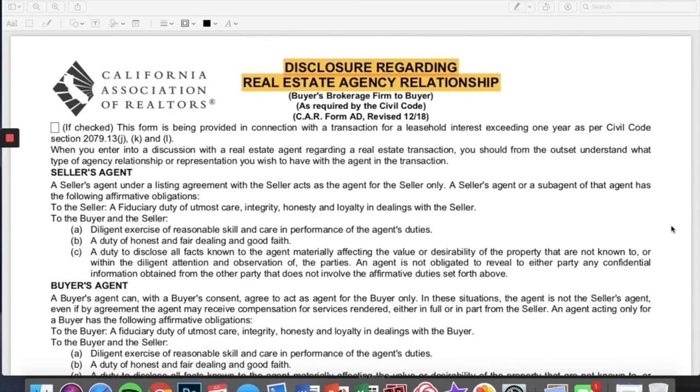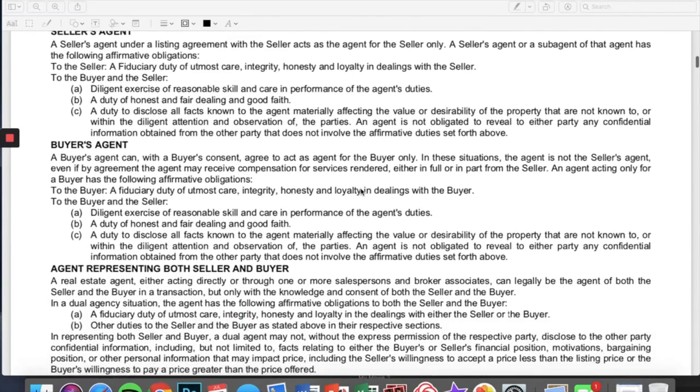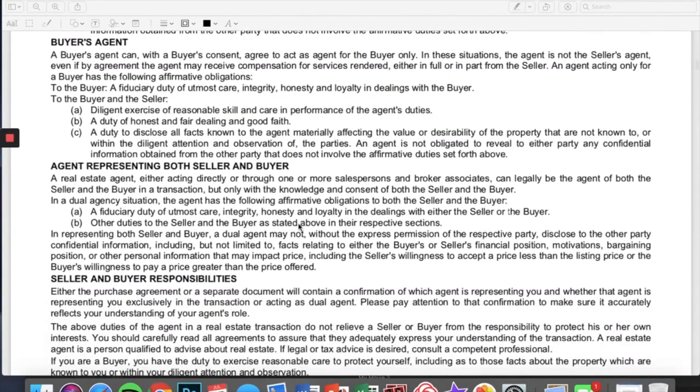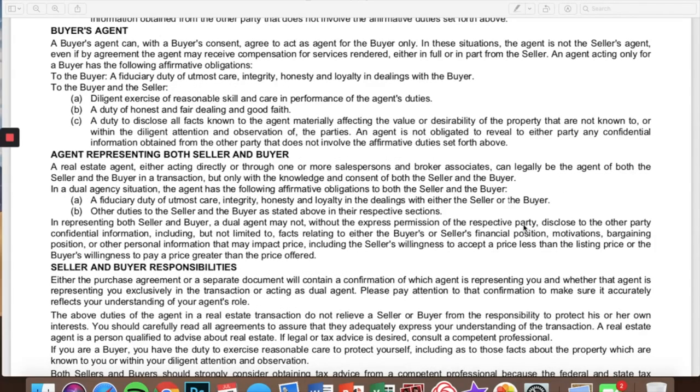The first form we're going to look at is Disclosure Regarding Real Estate Agency Relationship. The purpose of this form is to make sure that every person who hires a real estate agent is given the opportunity to learn how agency works before they sign. So it goes down the list of each type of agency. We have our seller's agent, buyer's agent, and then an agent representing both seller and buyer, as well as the seller and buyer's responsibilities themselves. So this is important just to ensure that everybody in the transaction knows what to expect from each other.